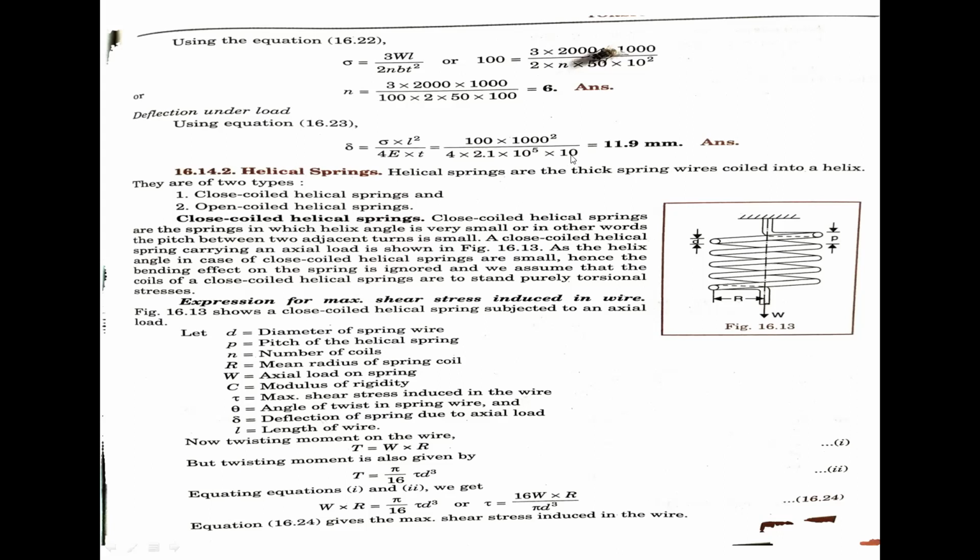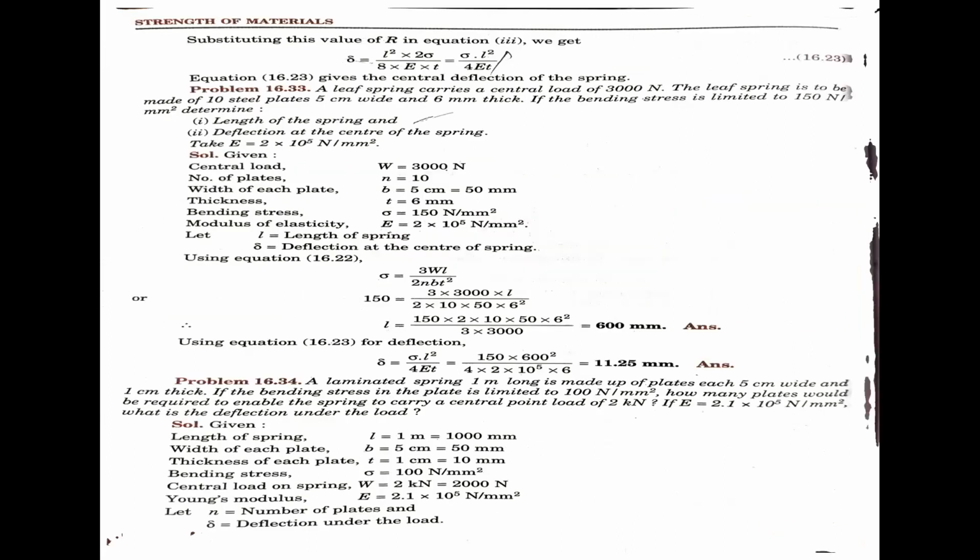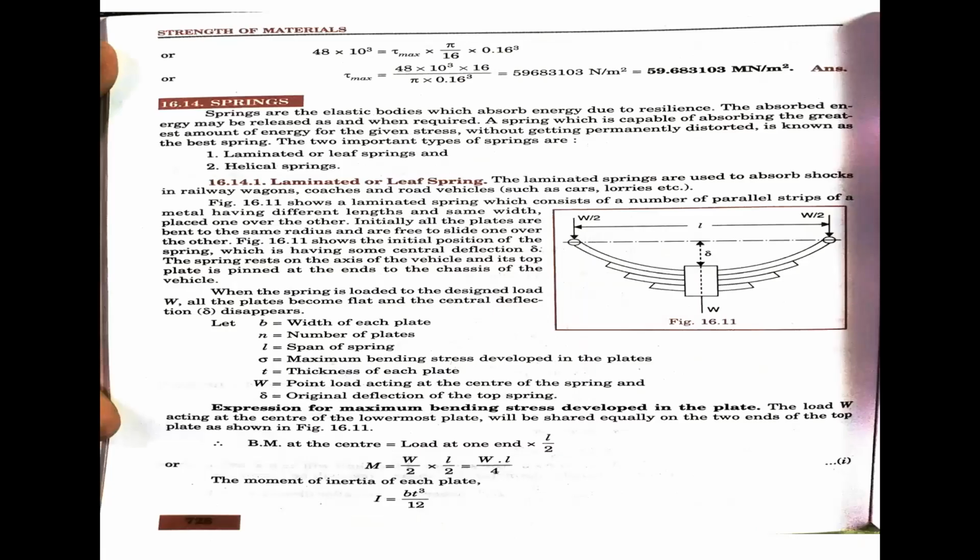10, that equals, we have to calculate the deflection, so delta equals 11.9 mm. Okay, this is the calculation for leaf spring equations and example problems. Mainly there are two equations you have to use for calculating the problems.